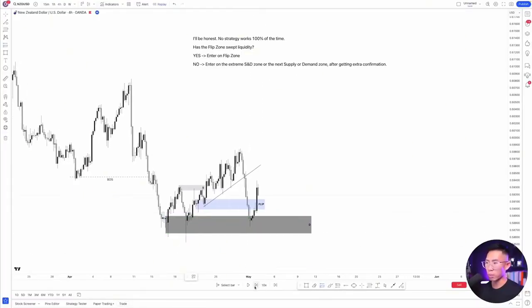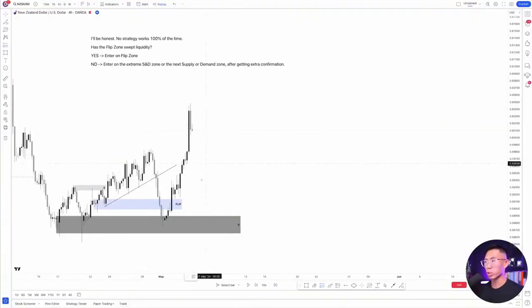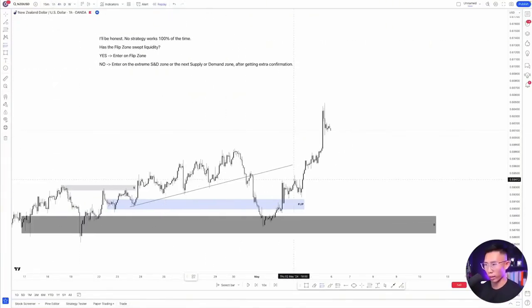And if you look for that, you can see price just skyrocket. A huge amount of money just entered into the market. Huge demand has officially stepped into the market after price has swept all the available liquidity, or rather after the smart money has swept all the liquidity. And if you failed to enter at this demand zone, then there is the next supply and demand zone that you can actually look to enter for.